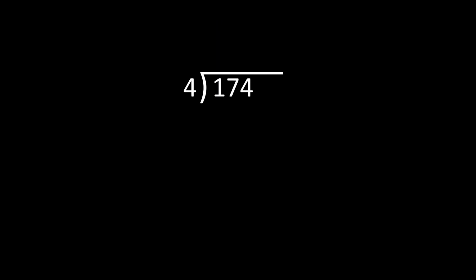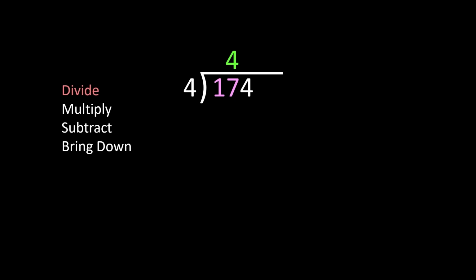This example is 174 divided by 4. And the first step in our division problems is to divide. I'm going to look at the first digit in my dividend, the 1. So I'll have 1 divided by 4. 1 divided by 4 is 0. So I'm going to need to look at the first 2 digits in my dividend. 17 divided by 4 is 4. I'm going to place the 4 above the 7 because I did 17 divided by 4.